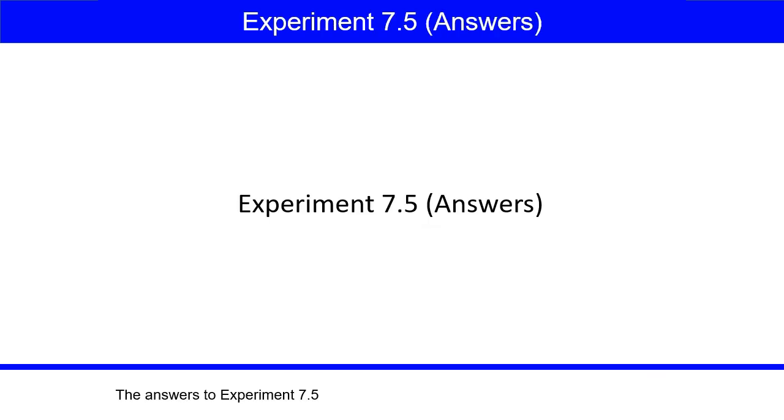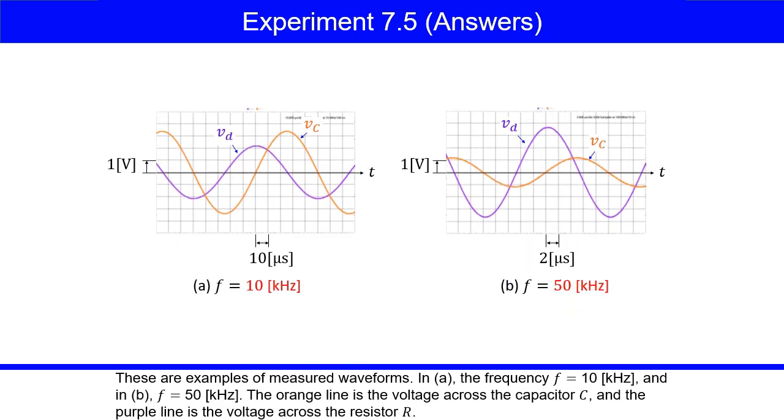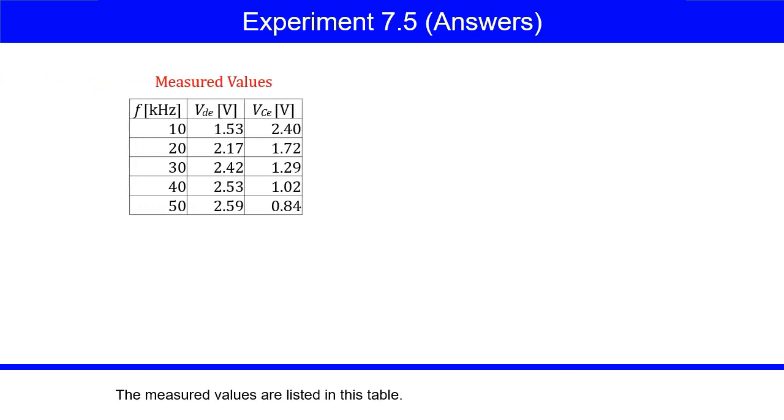The answers to experiment 7.5. These are examples of measured waveforms. In A, the frequency f was 10 kHz, and in B, f was 50 kHz. The orange line is the voltage across the capacitor C, and the purple line is the voltage across the resistor R. The measured values are listed in this table.